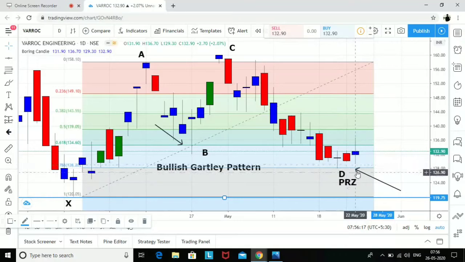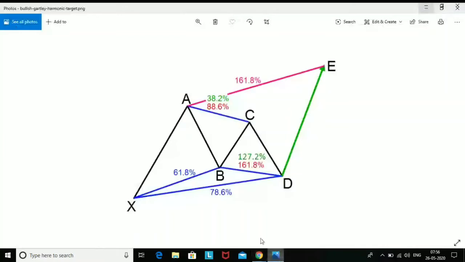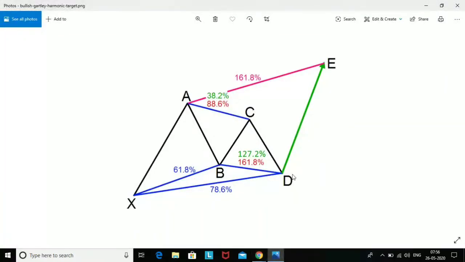You can add your quantities over here. In case you're getting a low, still you can add your quantity. You can average. Ideally, I don't follow averaging once it is below your buy price, but it is completely up to you. Once your stop loss is there and you're following the stop loss, it's completely okay, right? So D is the price reversal zone for me. So now if you see, X, A, B, C, D.